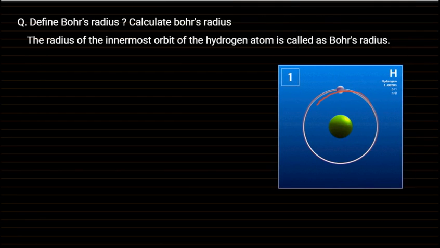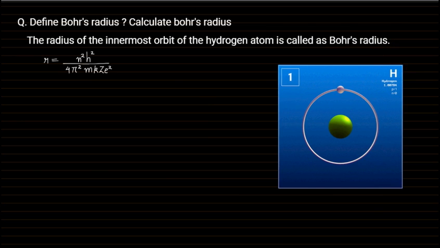And why are we choosing only hydrogen? Because hydrogen is one of the very basic atoms. It has one electron and one single orbit. So if you know the radius of this one single orbit, you can use the same concept, the same theory, to calculate the radius of various other atoms having different orbits. So we are considering the most basic one. That's why we are considering the hydrogen atom. So the innermost orbit of this hydrogen atom is known as your Bohr's radius.